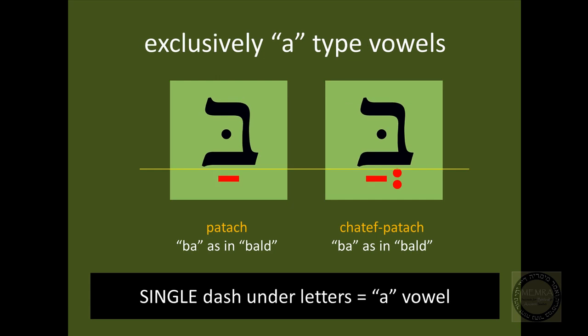Exclusively A-type vowels. Now here, if we draw our line again, a single dash under the letters is an A vowel. We have patach, and we have the chatef patach, the compound shva. So single dash in each case under the letters, that's an A-type vowel.